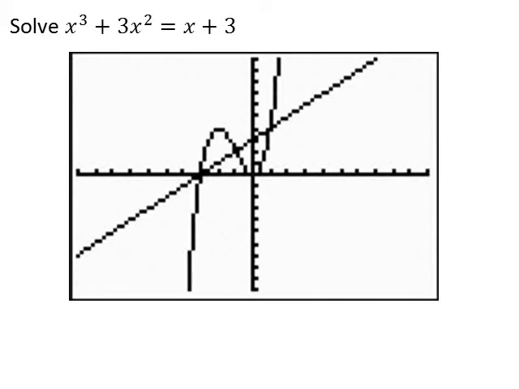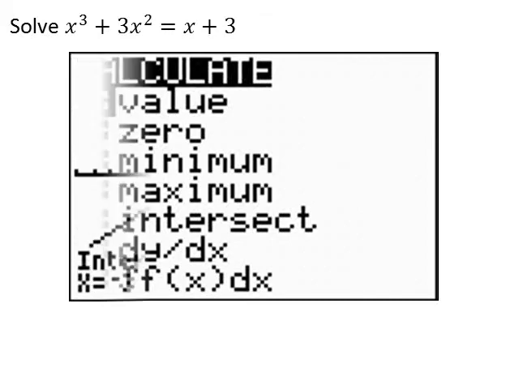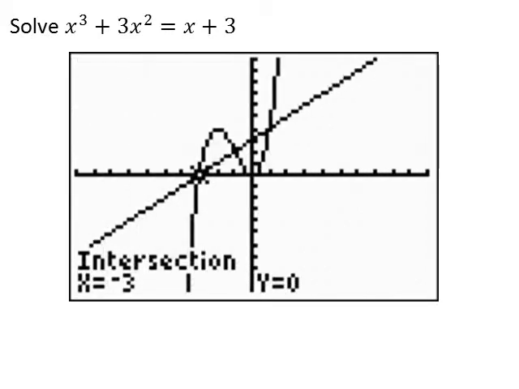In order to get the answers, I'm going to go to the calculate menu of the calculator. When I go to the calculate menu, I'm going to go to intersect. Make sure you move your cursor to the intersection that you want to find and then hit enter 3 times. That's going to give you the intersection. In this case, it's x equals 3, y equals 0. But if you look at the original problem up there, I don't care what y equals. All I want to know is what x equals. So I just put x equals negative 3.